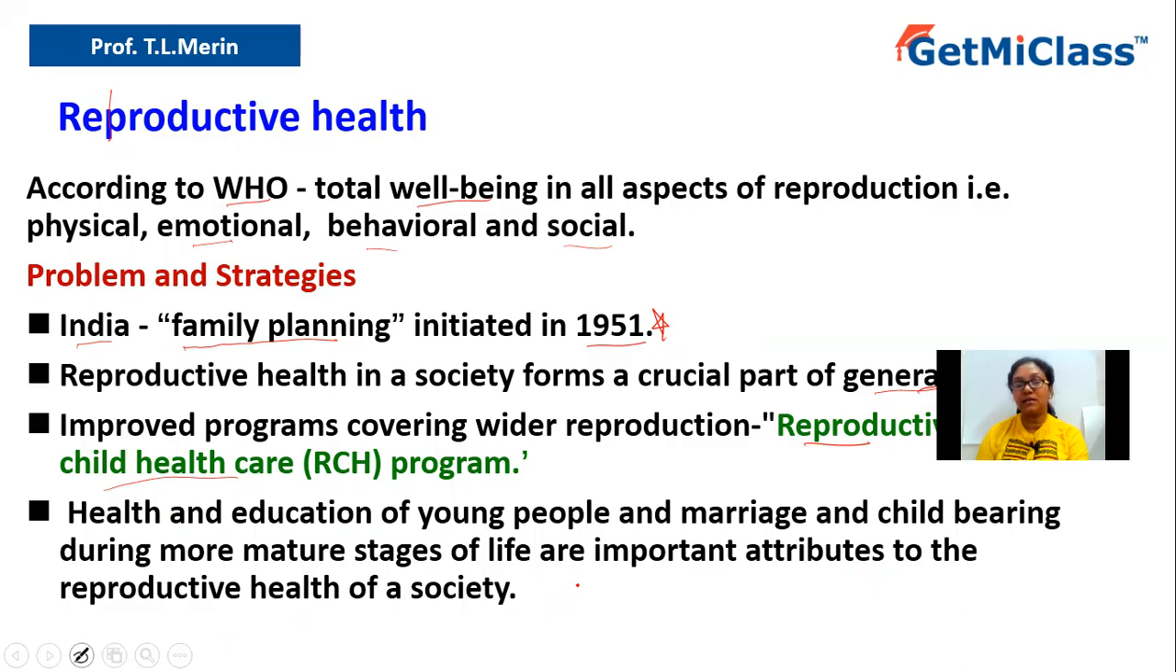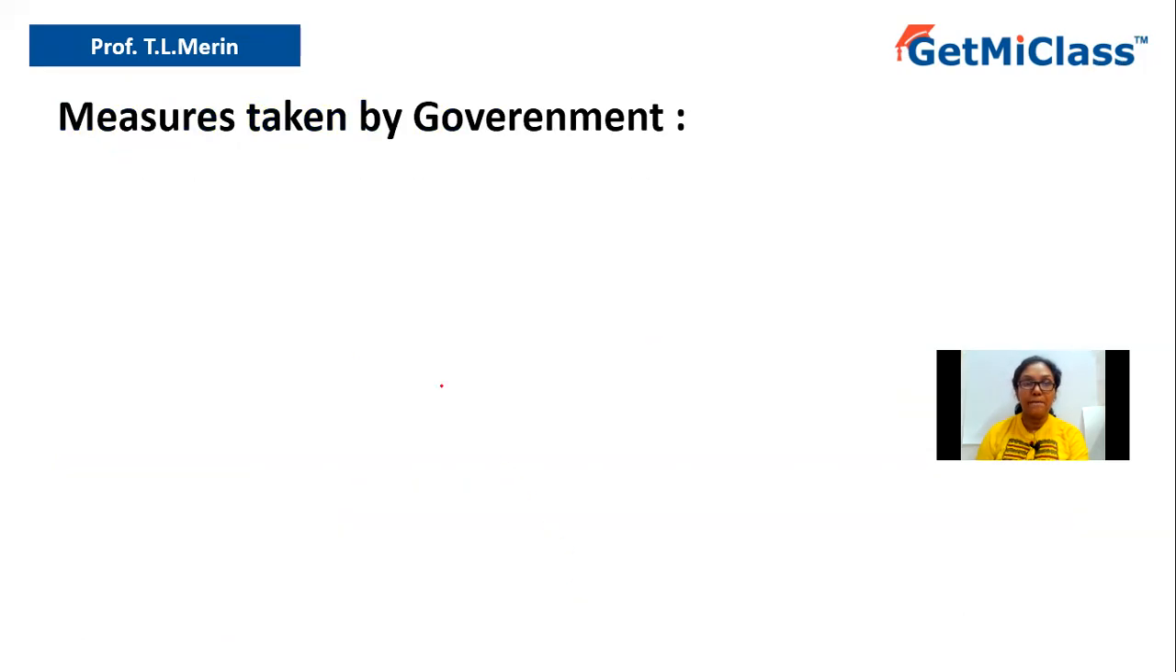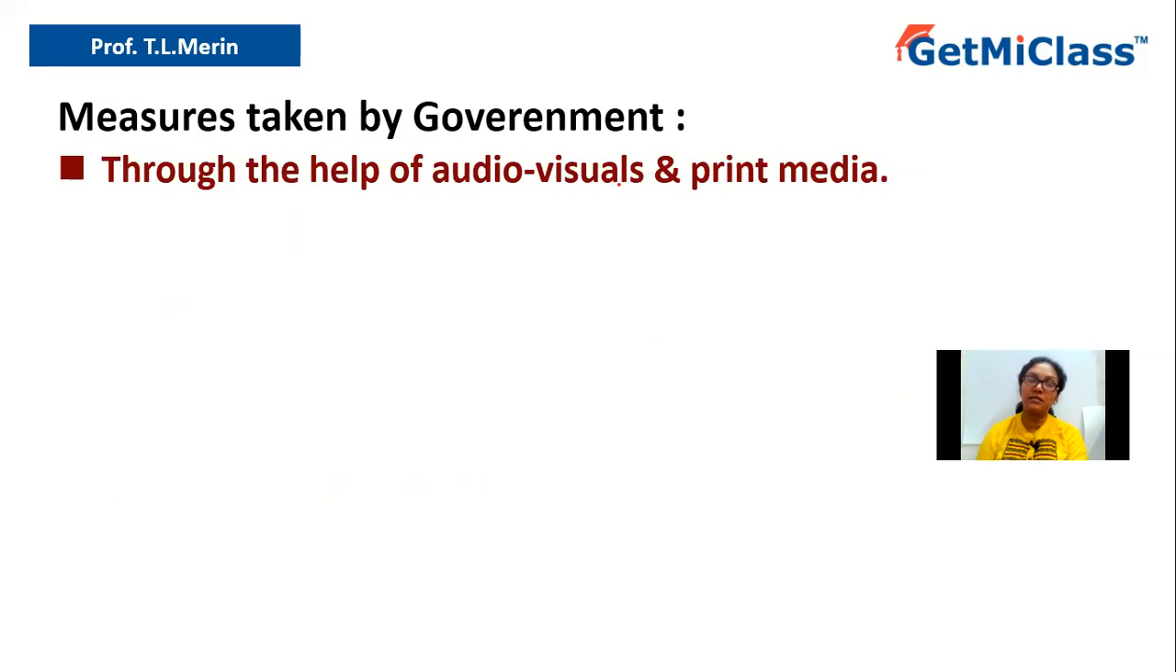So all these aspects we have to look into if we have to talk about the reproductive health of a society. Now, measures taken by government. So, what are the measures taken by government? I have already told you, India had initiated family planning in the year 1951. Apart from that, there are many other measures which have been taken.